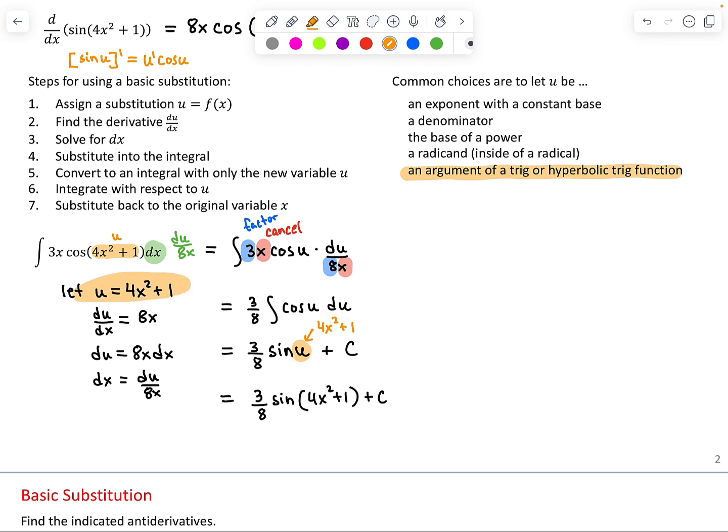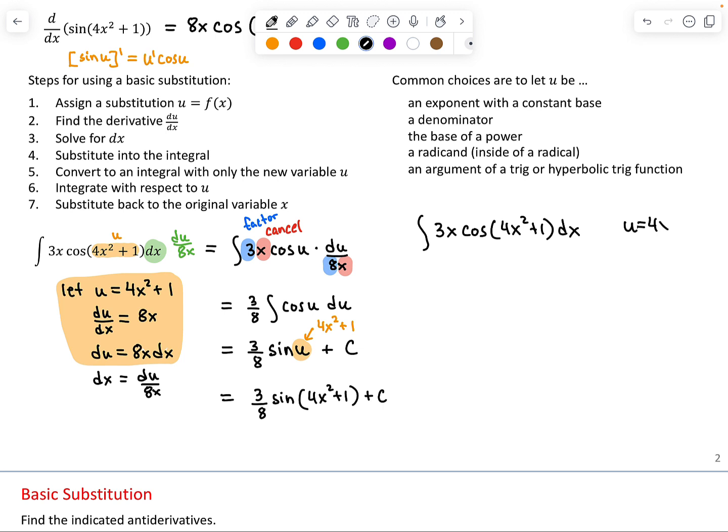We let u be equal to the argument of the cosine in our integrand. Now we'll practice these 7 steps on the next slide, but on this page I want to show you a slightly different way you might go about doing the substitution. So I'll rewrite the integral.